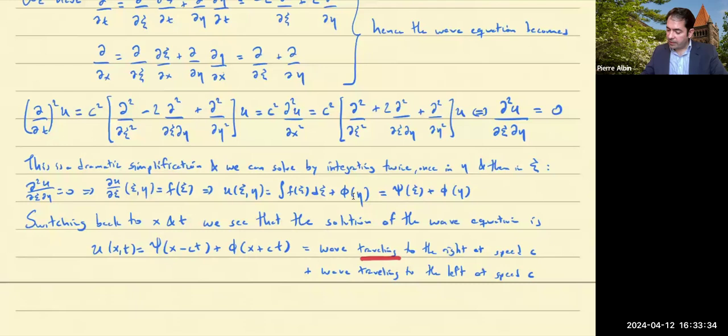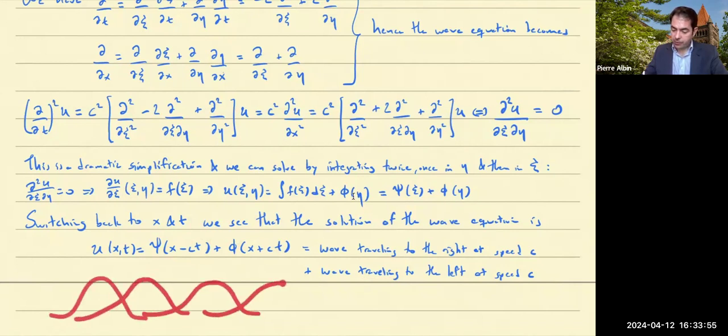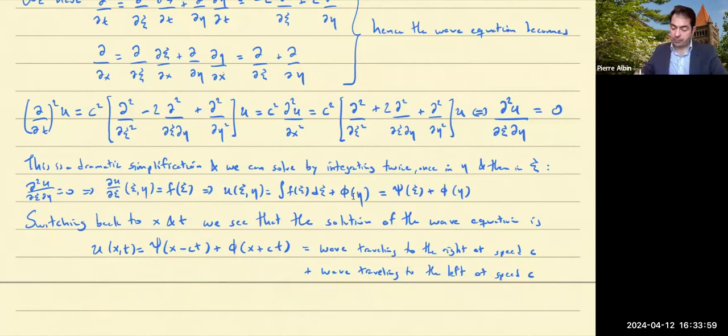Now here, what do I mean by waves traveling? Well, I just mean as t changes, right? If you have some profile for one of these functions, let's say that the graph of psi looked like that, then as t increases, you would see this moving to the right, right? It would be the same graph, just translated to the right at speed c. And similarly, whatever profile you have for phi, you would just see that moving to the left.